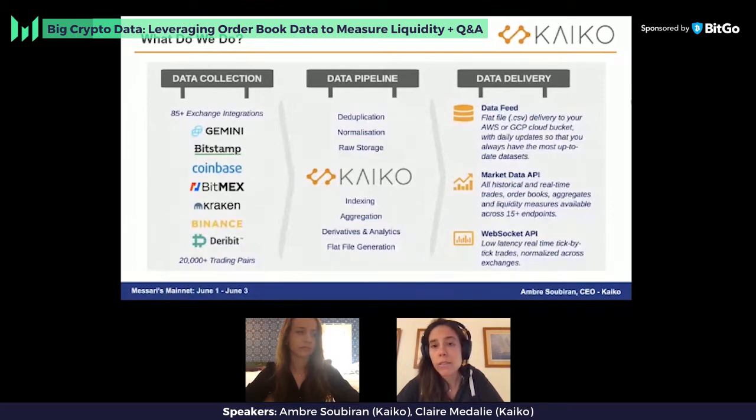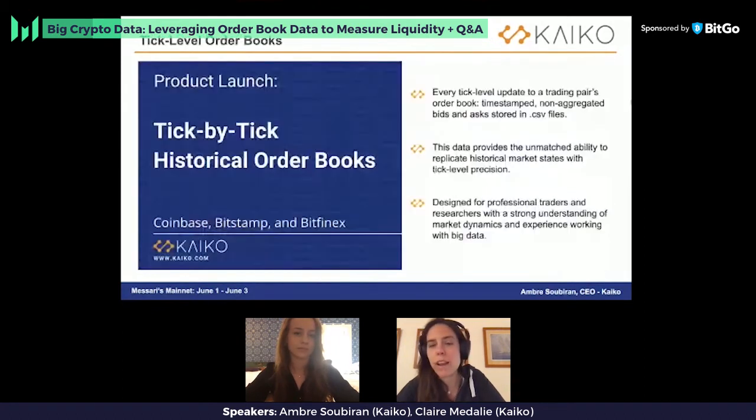And for the rest of this session, we want to focus on order book data and why and how it's important to leverage that data. So I'll pass over to my colleague Clara for the rest of the session. And then if we have some spare time, we will both be very happy to take any questions. So feel free to post any questions in the session chat on the right-hand side of your screen. Over to you, Clara.